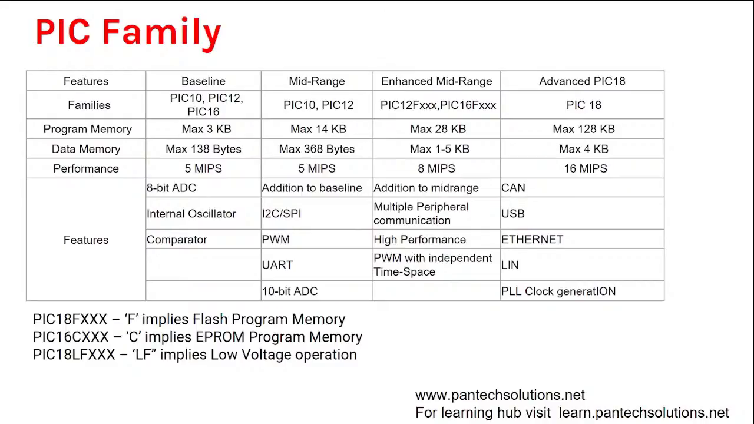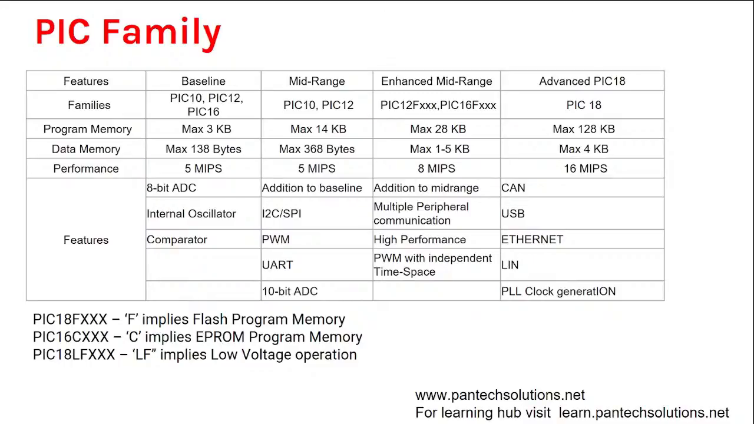Okay, so the F stands for the flash program memory. C implies, for example, PIC 16C series, C implies EEPROM program memory. If it is a flash program memory, flash is non-volatile and it could be erased any number of times. Like EEPROM is also non-volatile, but both are different. The operation is different and the structure is different. The way the EEPROM stores and the flash stores is different. Okay, and LF stands for low voltage operation.